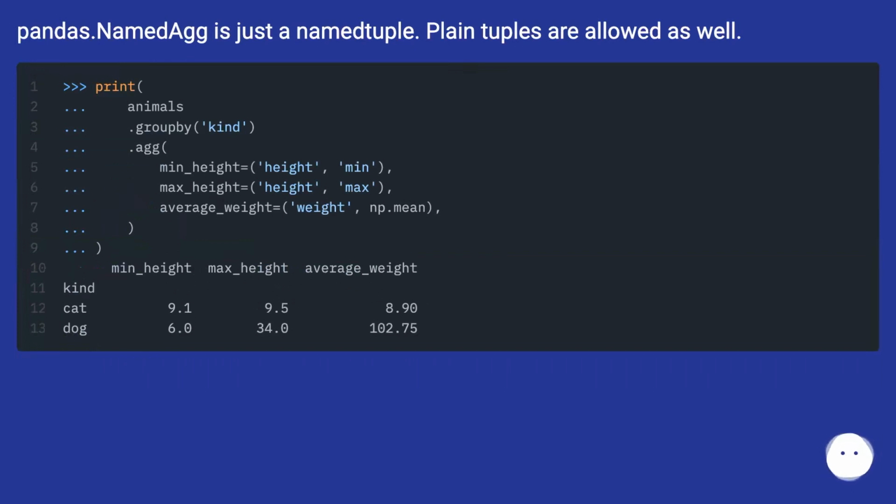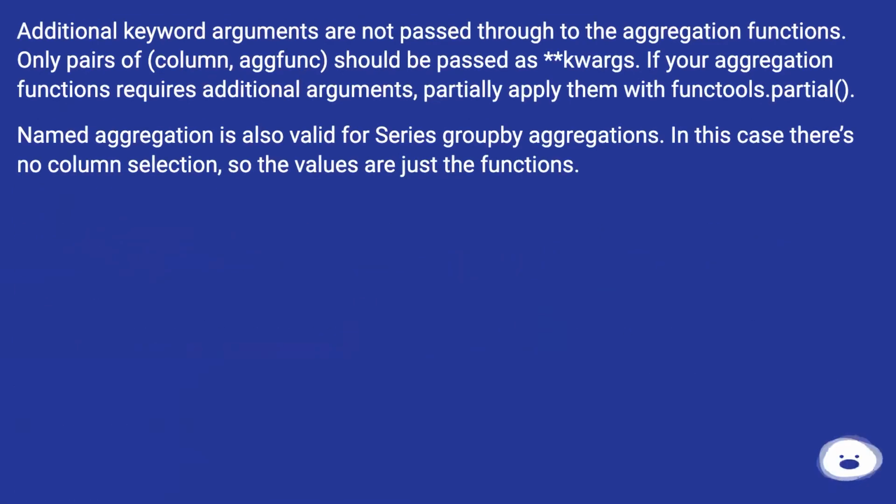pandas.NamedAgg is just a namedtuple. Plain tuples are allowed as well. Additional keyword arguments are not passed through to the aggregation functions. Only pairs of (column, aggfunc) should be passed as kwargs. If your aggregation function requires additional arguments, partially apply them with functools.partial. Named aggregation is also valid for Series Groupby aggregations. In this case there's no column selection, so the values are just the functions.